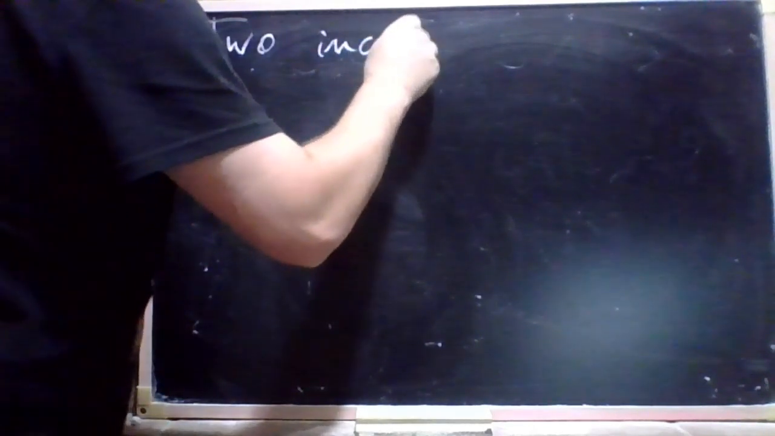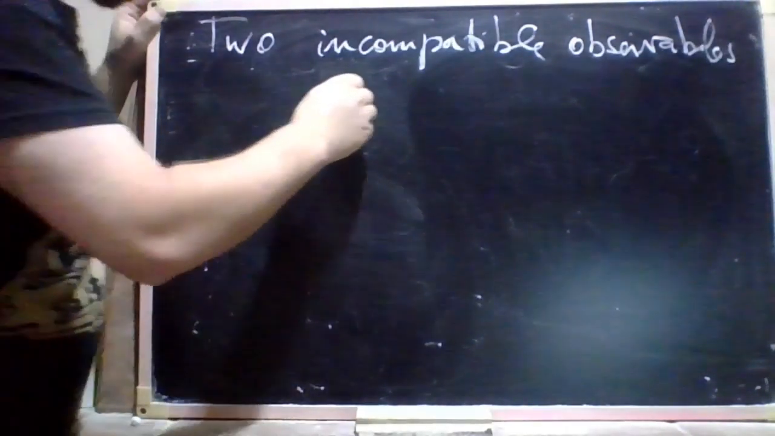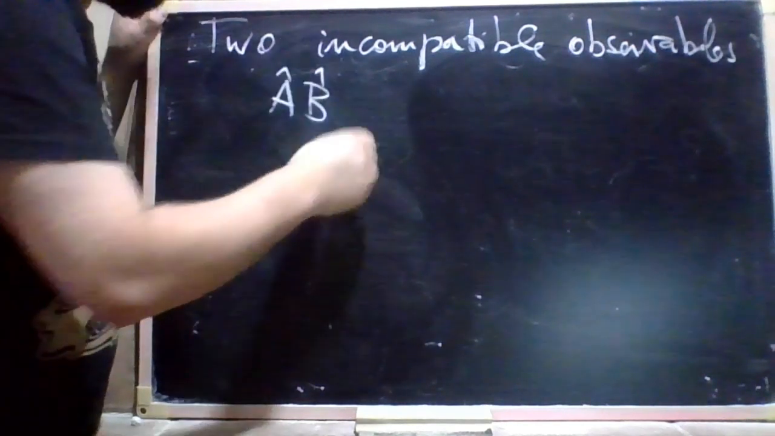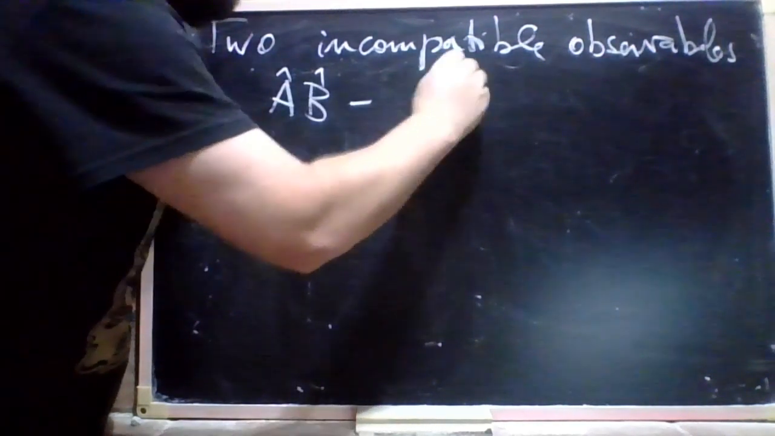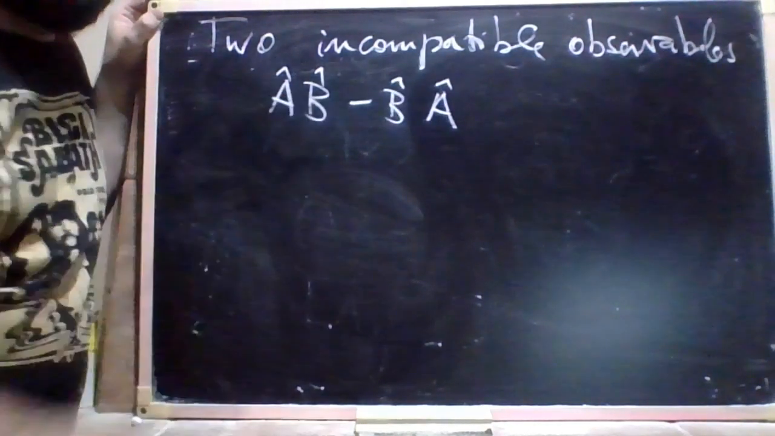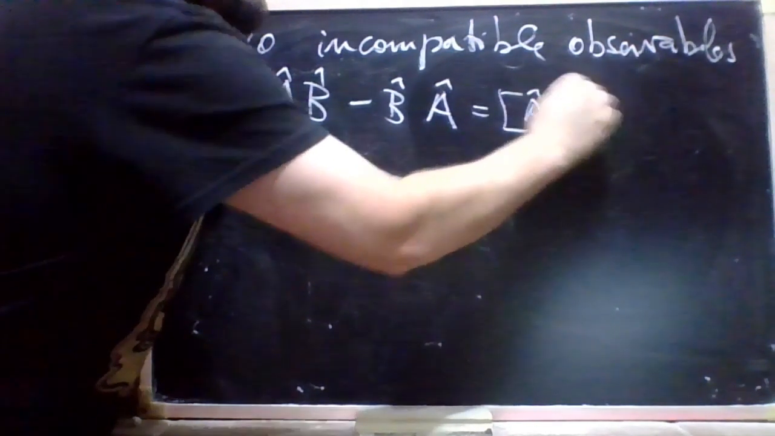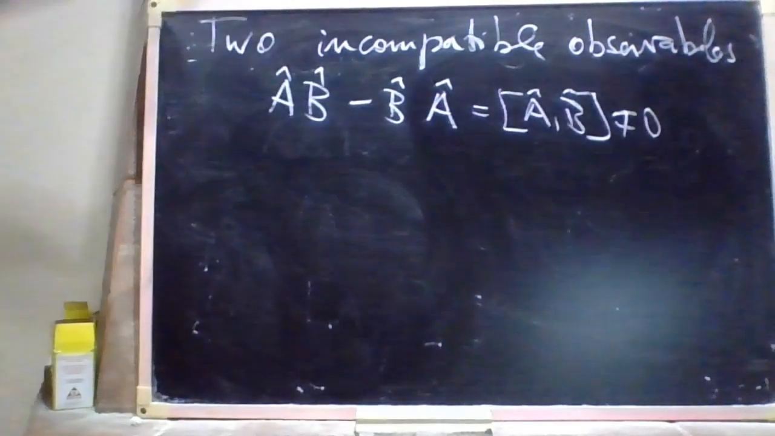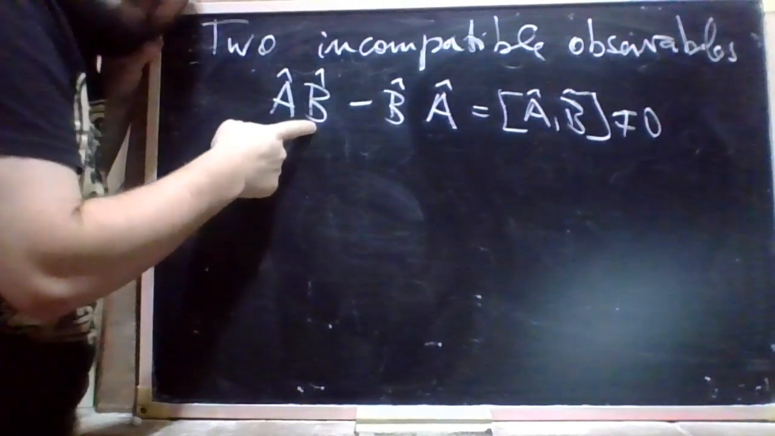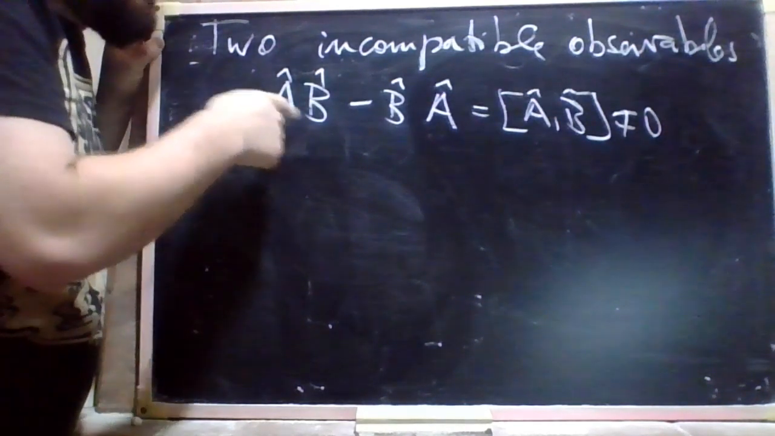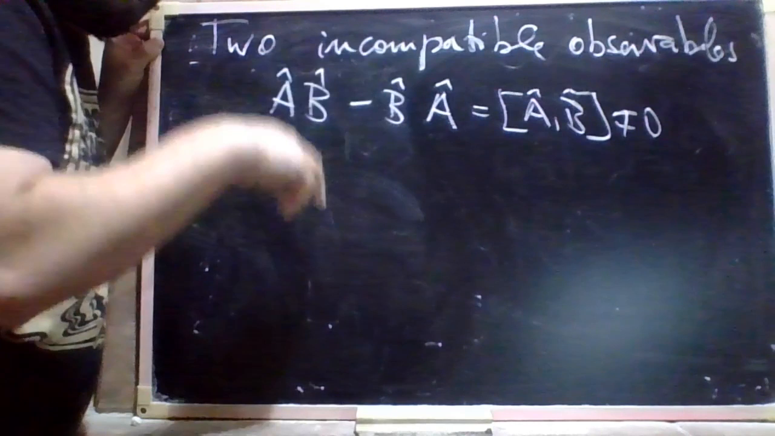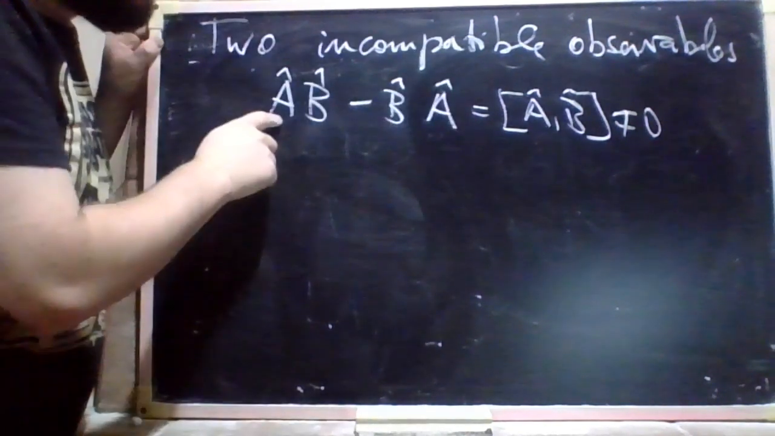I must explain a little bit more about this. Consider two incompatible observables, right? If you measure B first and then A, the result will be different from measuring A first and then B, right? This is the order. So this is the commutator. It is distinct from zero. And when you measure first B and then measure A, all the information you got previously by measuring B will be lost when you measure A.